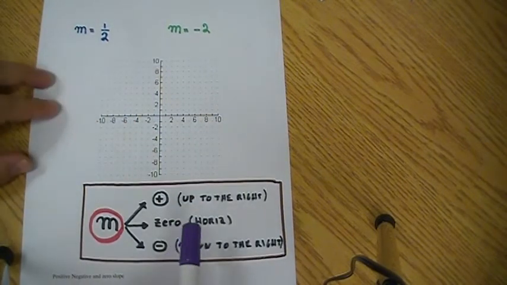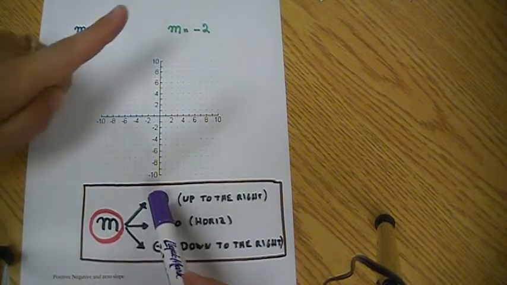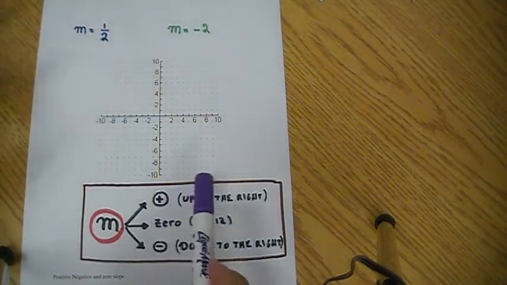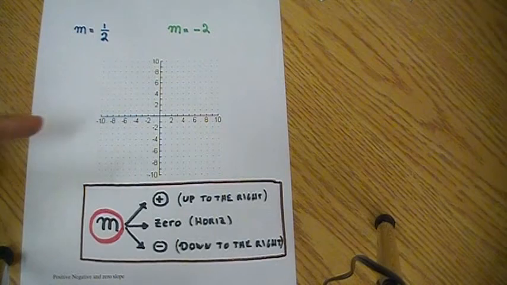I can't just say going up or going right, because this line right here is going up this way, but it's going down this way. Think about a hill. When you go on a bike, is it going up or down? It depends which direction you're going. So we are talking about going towards the right.